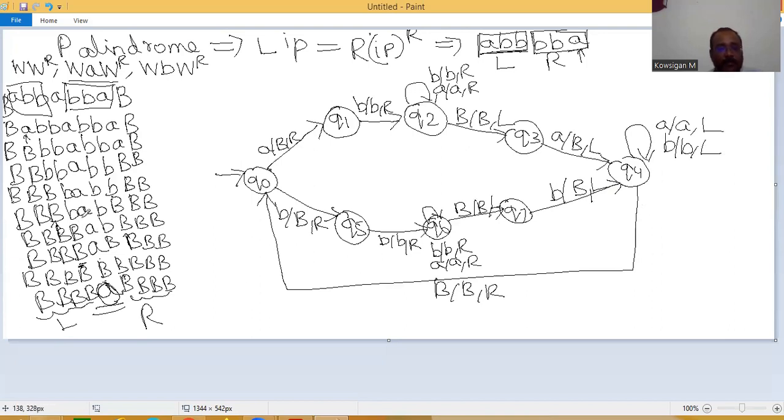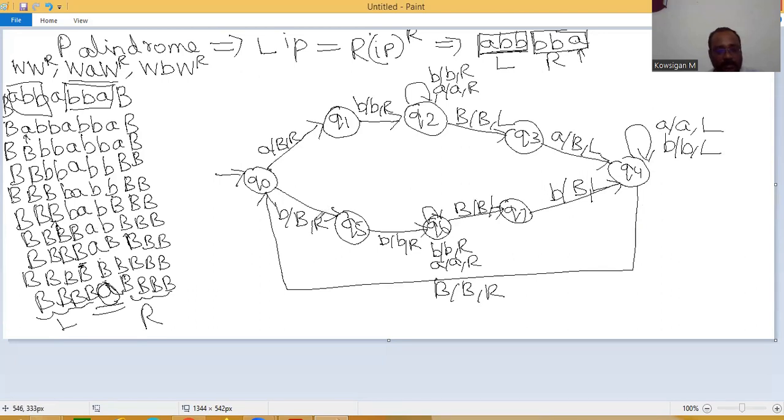Again, you will be having blank here. So blank will be mentioned as blank and moving to the right hand side. So now again the input is B.